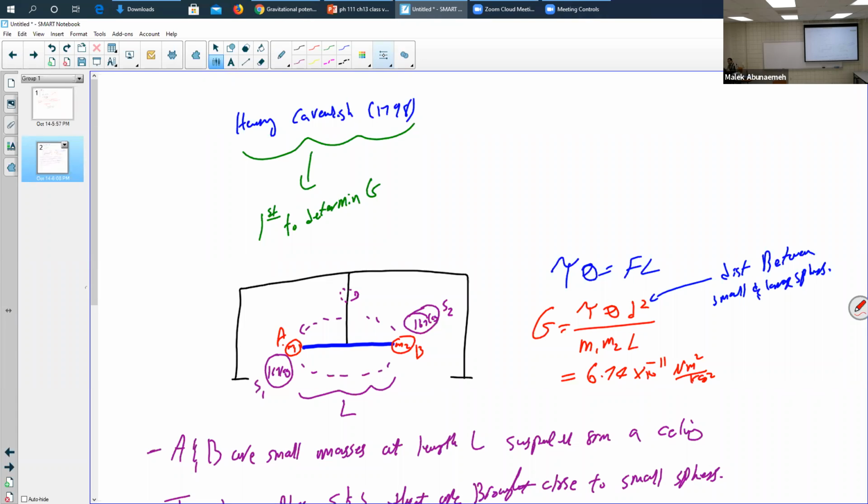Now, the number has been recalculated since then, and he was just 1% off. Which we actually use, the G once this was recalculated, and I'm just going to write it in green over here: 6.67 times 10 to the negative 11 Newton meter squared per kilogram squared.